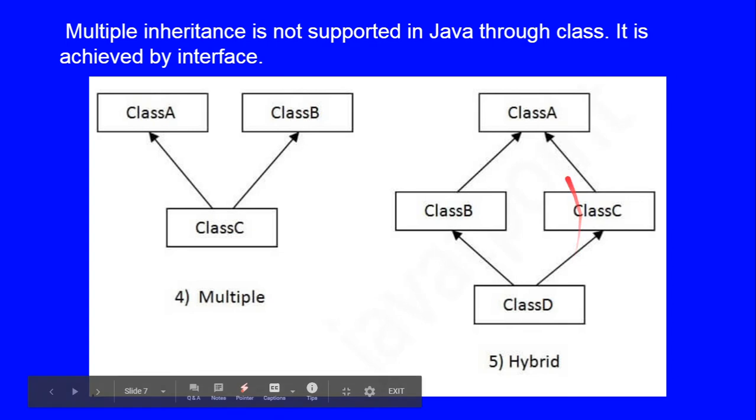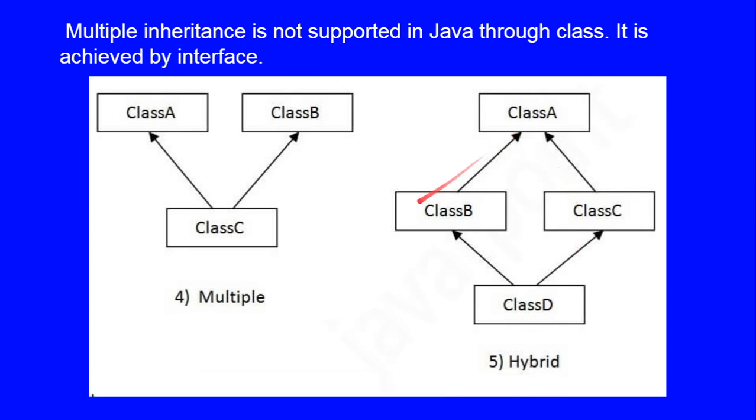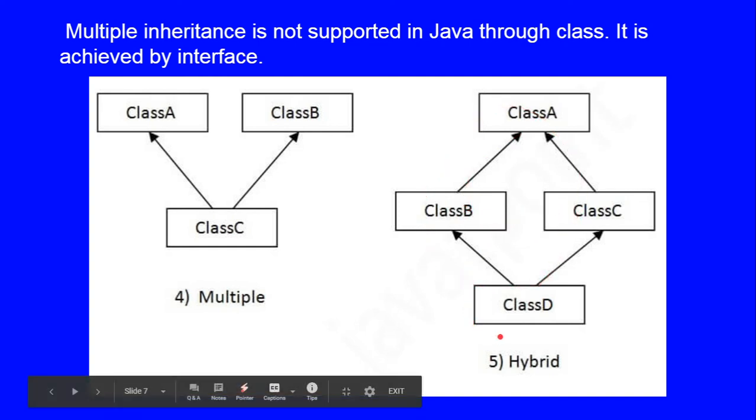And what is hybrid inheritance? This is a combination of many. So if you see, this is a single inheritance, this is the hierarchical inheritance, this is a multiple inheritance, and this is a multi-level inheritance. So combining all the inheritances together is called hybrid inheritance.